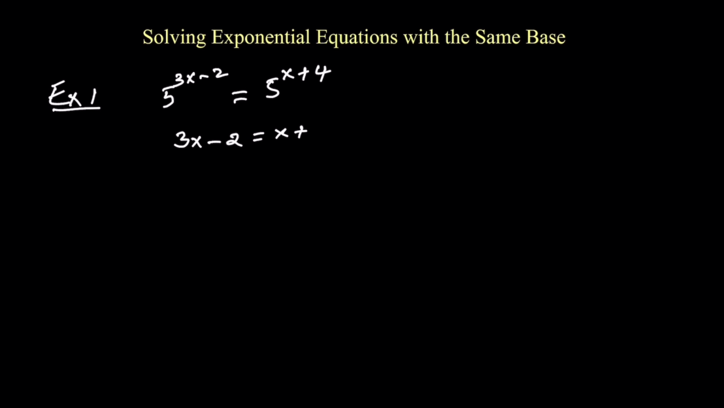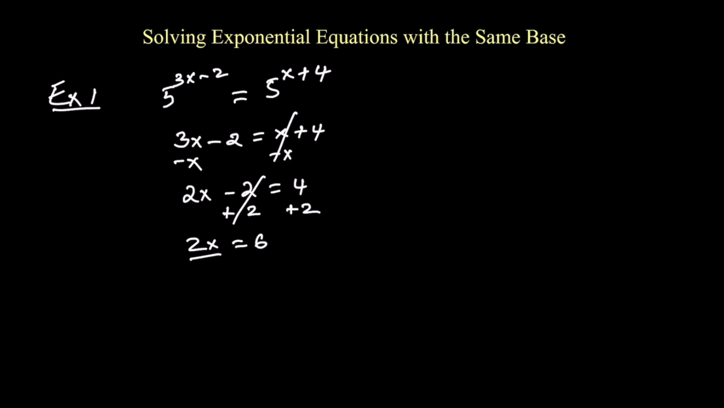3x minus 2 equals x plus 4. Now we just solve this like a normal linear equation. Subtract x from both sides. 2x minus 2 equals 4. Add 2 to both sides. 2x equals 6. Divide by 2, x equals 3.